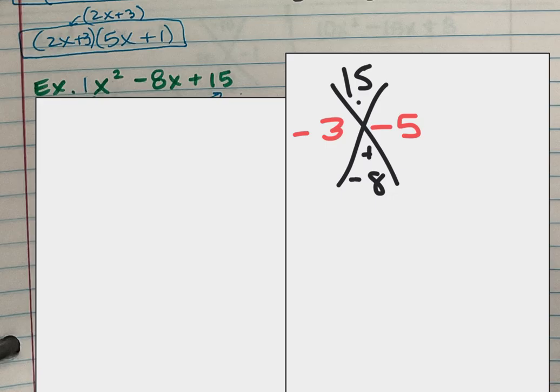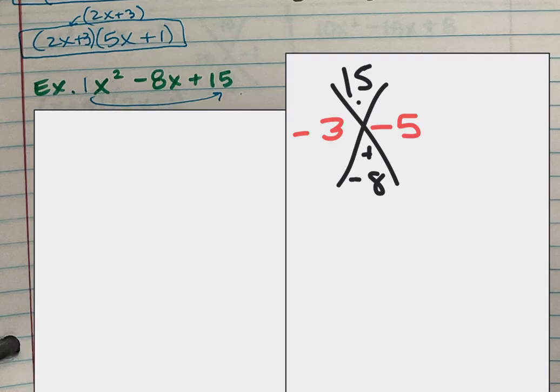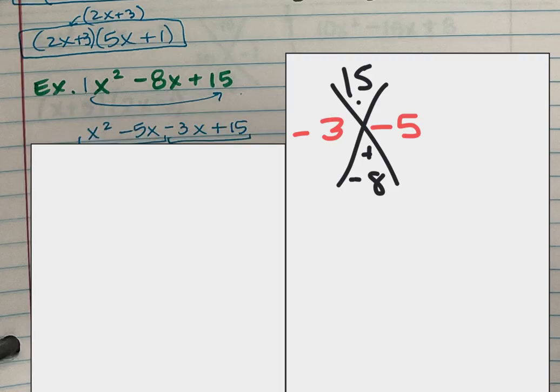All right, so I've got X game set up. So now I'm going to use that information to split my middle term. So give yourself a second to do that. And once we have the middle term split, then we can go through the grouping process. So give yourself a little bit to do that. You can push pause if you need to.